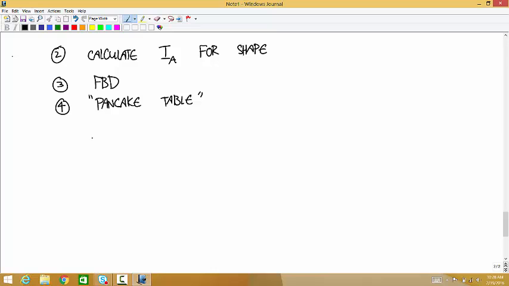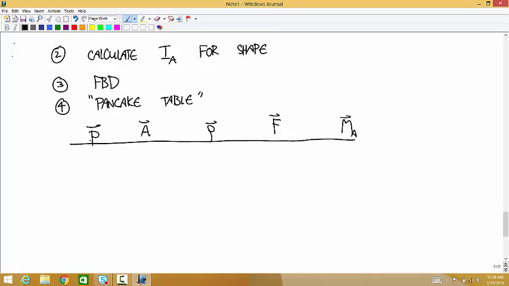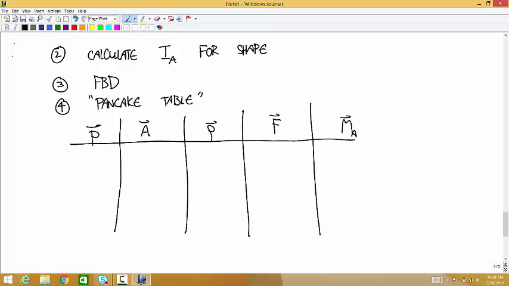So the pancake table works like this. The mnemonic device is pancake, artists, row, for, marzipan. It's like marzipan is like fancy frosting that no one's ever used on a pancake.